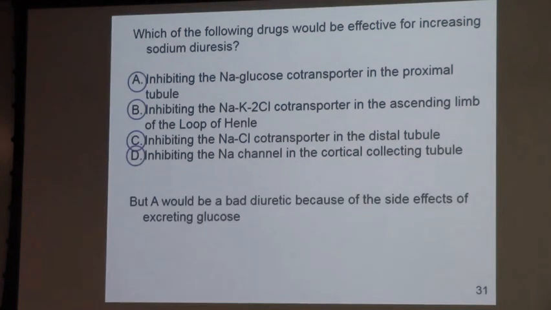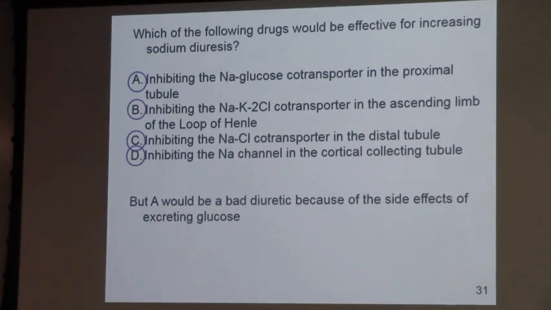All would be effective. So inhibiting the sodium glucose cotransporter would inhibit sodium reabsorption in the proximal tubule, less sodium reabsorption, more sodium passing out in the urine, that's sodium diuresis. Same story for all of these things: inhibiting the transporters that reabsorb sodium.